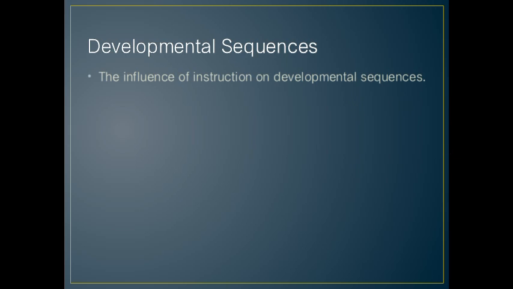Developmental sequence. Second language learners, like first language learners, pass through a sequence of development. The influence of instruction on developmental sequence. Number one, grammatical morpheme. That is the place in a sentence where the morpheme is necessary to make the sentence grammatically correct.